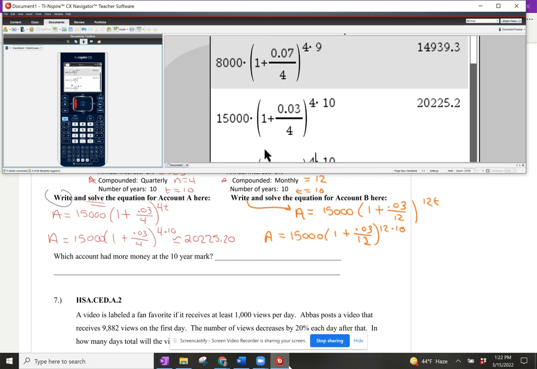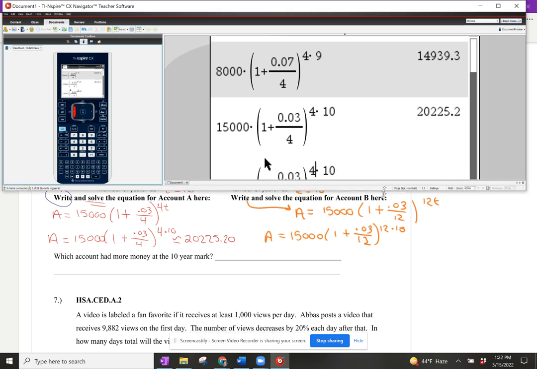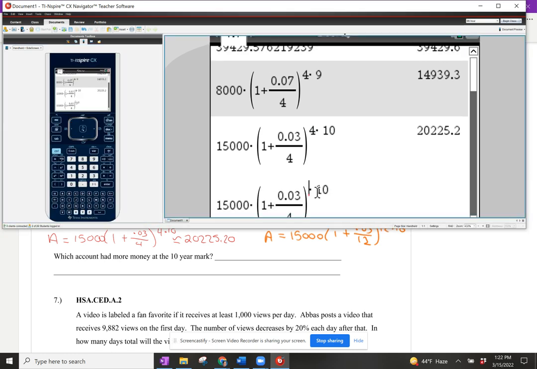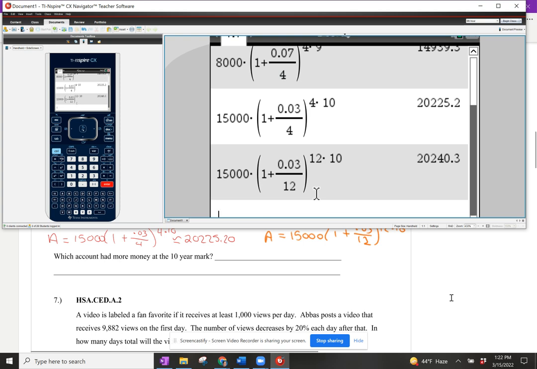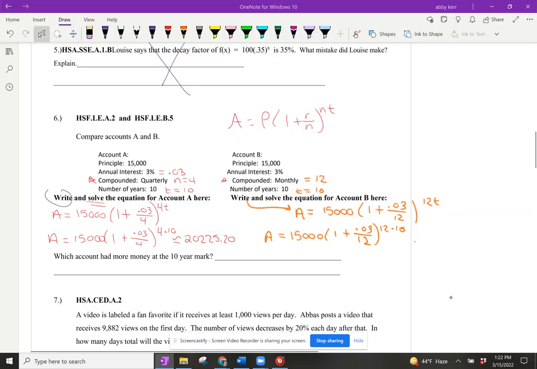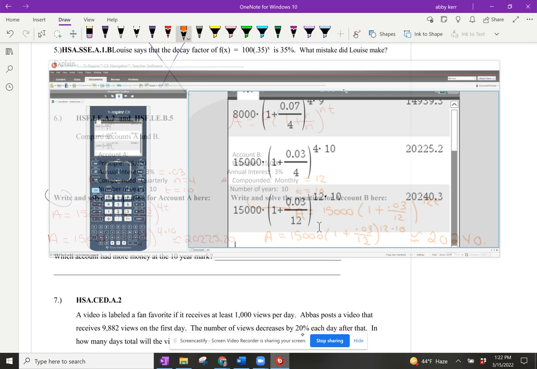Now you can just copy and paste if you are comfortable doing so. And then instead of the 4, we're doing monthly. You just have to make sure you change both locations. So then this is going to be about $20,240.30.